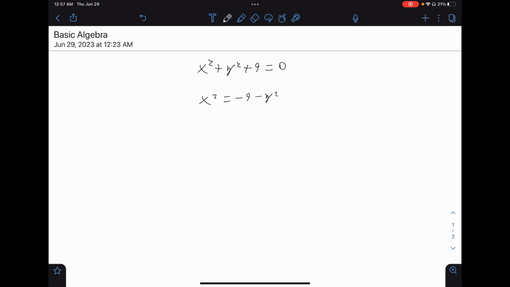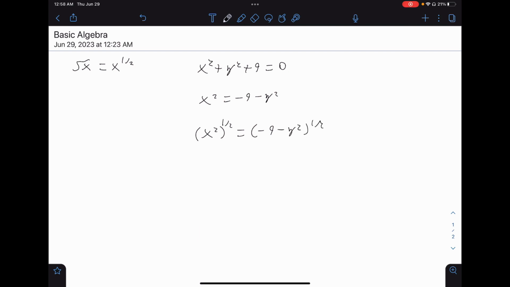Now, what is a square root? The square root of x is actually just x to the power of 1/2. X to the power of 1/2. That's all the square root is. So let's look at this algebraically. Pretend we square root both sides. So we have x squared. So what is a square root? It's x to the power of 1/2. So over it, we have 1/2. And on this side, we have negative 9 minus y squared to the power of 1/2, right?